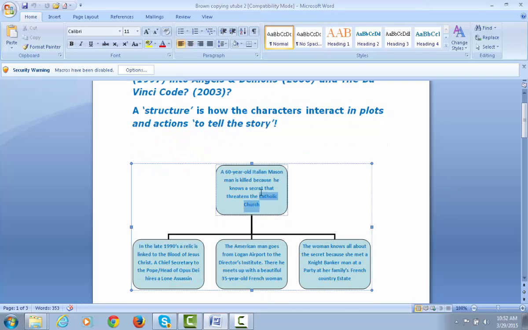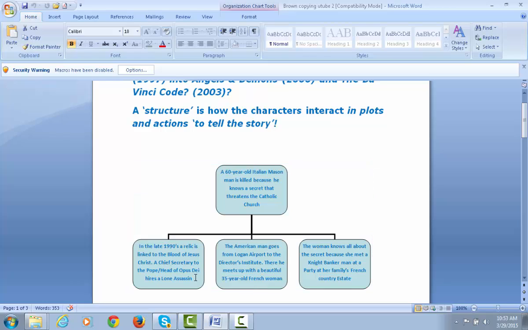The story begins with a 60-year-old Italian Mason man being killed because he knows a secret that threatens the Catholic Church. It's the late 1990s. There's a relic linked to the blood of Jesus Christ. A chief secretary to the Pope, the head of the Opus Dei, hires a lone assassin to find the secret.